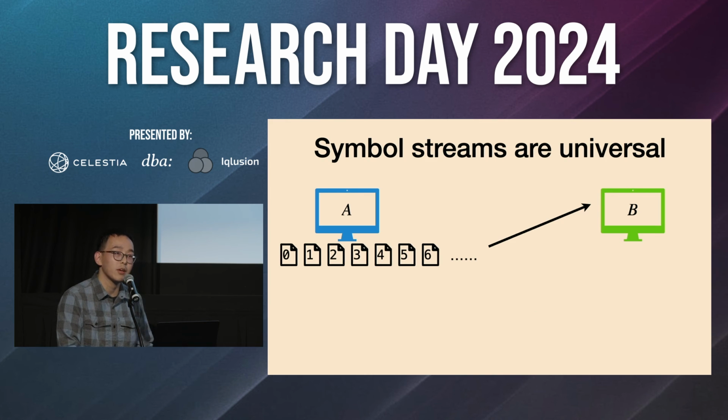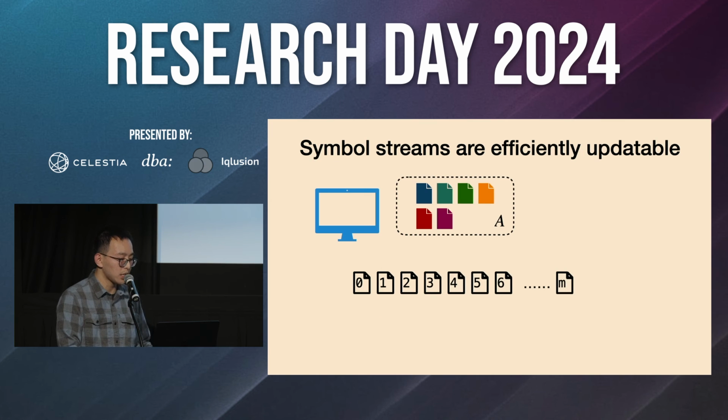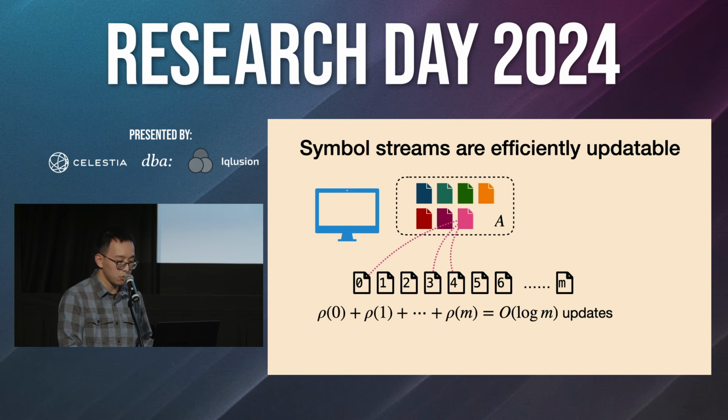And there are some very nice side effects. First, the symbols are universal in the sense that Alice can reuse the same symbol stream when synchronizing with multiple peers holding different sets. And also the symbols can be incrementally updated. Basically, if Alice inserts or removes an item, she only needs to update on average log m number of symbols.